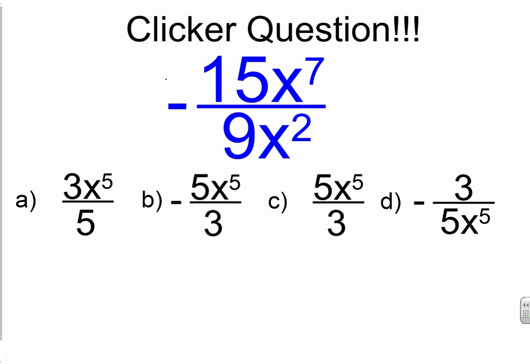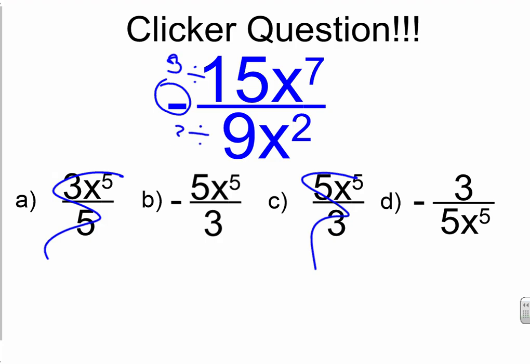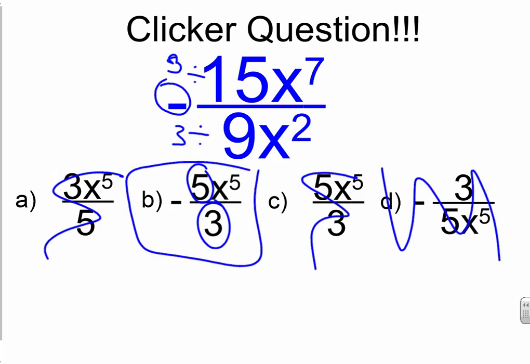So we know it's got to be negative, so I get rid of a and c. I can't divide these nicely, so I simplify them by 3. 15 divided by 3 is 5. 9 divided by 3 is 3. So that eliminates D, making B our answer. Our last check, exponent is the top minus the bottom, which gives me 5.